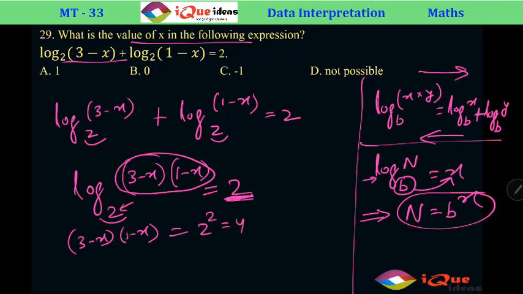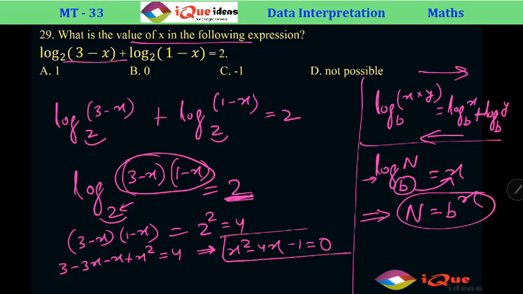Now open it. 3 minus x into 1 minus x will be 3 minus 3x minus x plus x square, equal to 4. Now bring all of them on the same side. This becomes x square minus 4x plus 3 minus 4, which is minus 1, equal to 0. So it is x square minus 4x minus 1 equal to 0. Now, as you can see, this equation cannot be factorized. It's a quadratic equation, so we'll apply the formula.